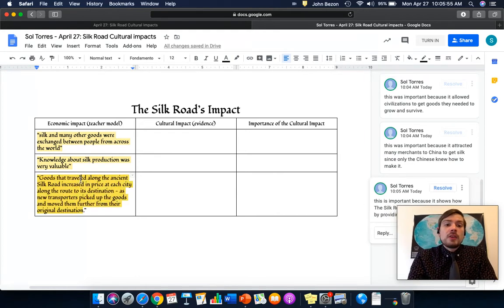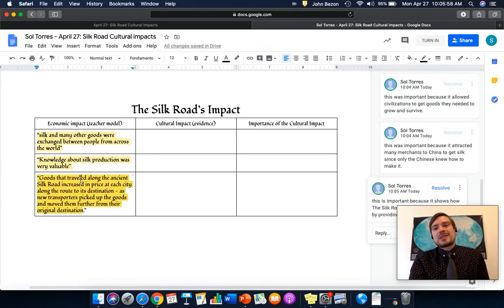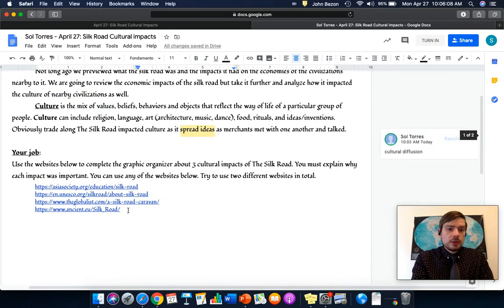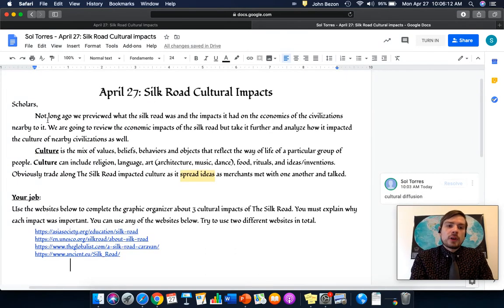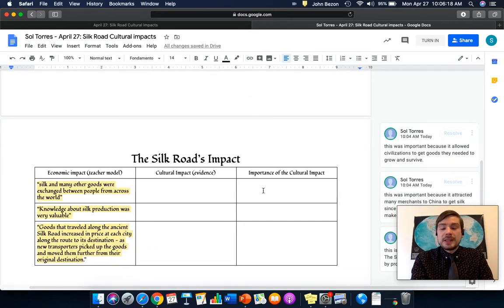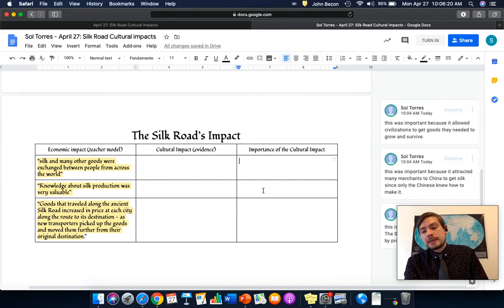So again, notice how each of these economic impacts is talking about goods or trade or money or something like that. You are not talking about trade or goods or money. You're talking about culture. So again, you're using these 4 websites. You only need to use 2. And you are finding 3 pieces of evidence that shows culture was spread along the Silk Road, and you are explaining the importance of each piece of evidence.